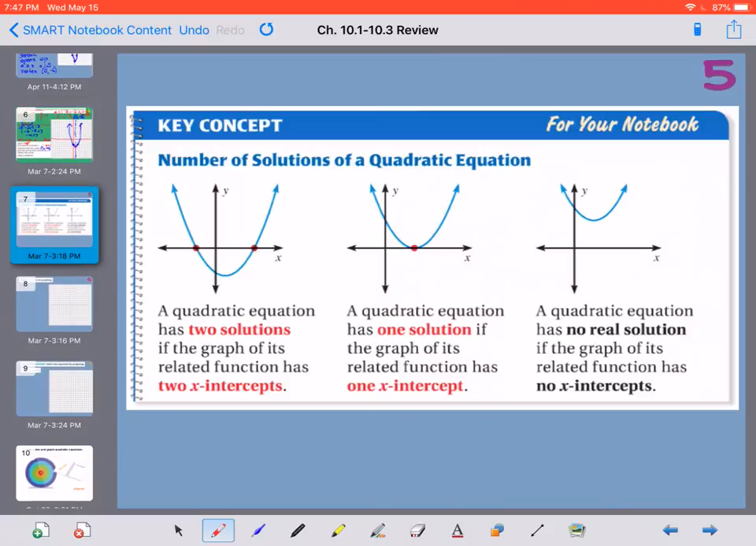Alright, now we're going to talk about a couple where we actually have to solve our equations. Now the number of solutions changes. We can have 2 solutions if we have 2 x-intercepts. We can have 1 solution if we have 1 x-intercept, or the parabola only touches the x-axis once. Or we can have no real solutions if we have no x-intercepts. So if it doesn't go through the x-axis at all.